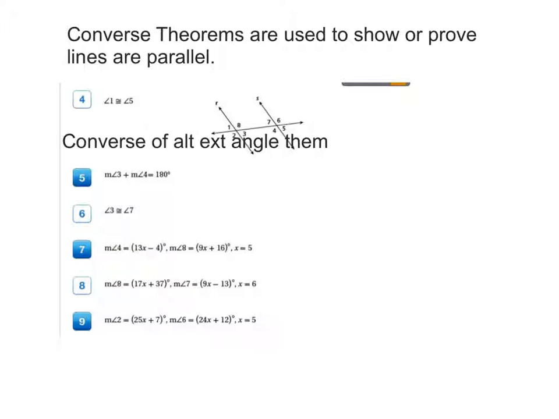Okay, so for number 5, hopefully you got converse of same side interior. 3 and 4 should be same side interior. Since they add up to 180, then those lines must be parallel. Number 6, angle 3 is congruent to angle 7. Since we know that they're definitely congruent, then the lines must be parallel because of converse of alternate interior angle theorem.